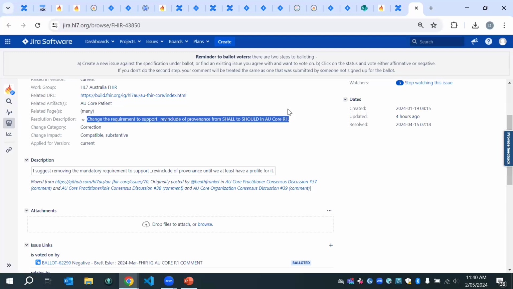Probably. I can't comment on your conformance scheme, but it isn't a mandatory requirement in the AU Core IG. If it's optional, it should not be checked as part of conformance. That's my understanding. I don't control your conformance scheme. Okay. I can't say. Yeah, I can answer this question.